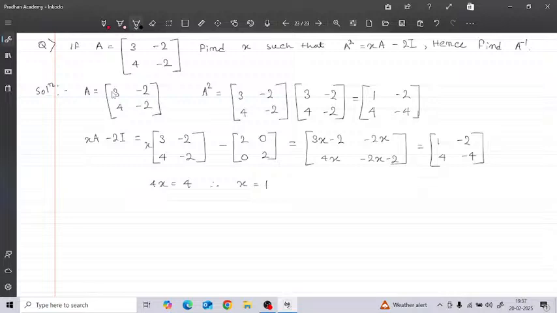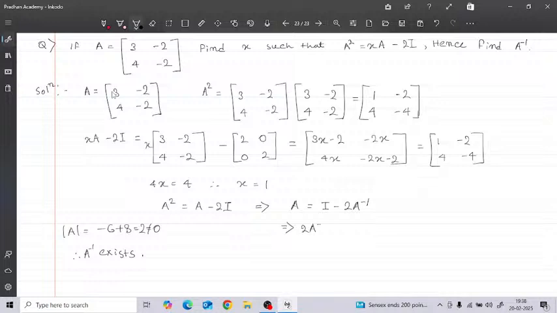to 1. Okay, so now from this identity I got that A square equals A minus 2I. Now let's calculate the determinant of A. Determinant is minus 6 plus 8, that is equal to 2, that is non-zero. It means A inverse exists. Okay, so let's multiply it with A inverse. We will get A, the identity, minus 2A inverse.